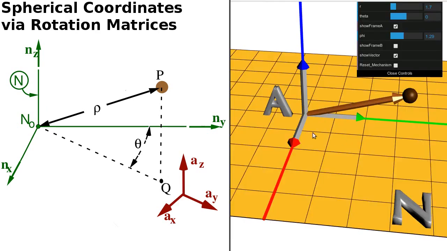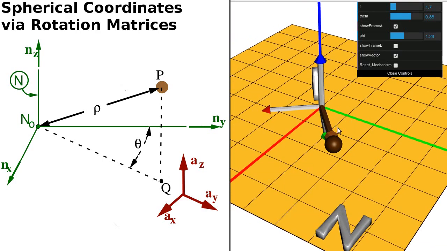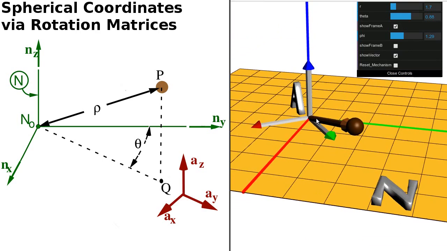So in 3D, we're saying that this frame A is initially aligned with N, but then as we increase theta, it rotates about the vertical with minus NZ sense. And so the angle theta is this angle right here between the green line and the green unit vector.